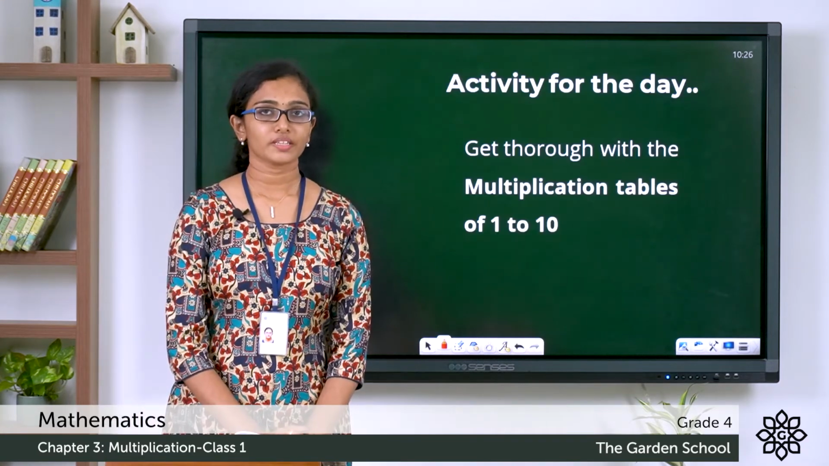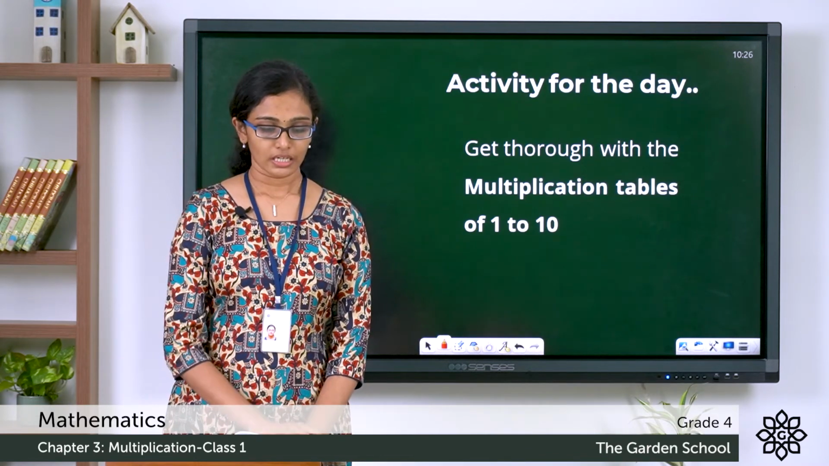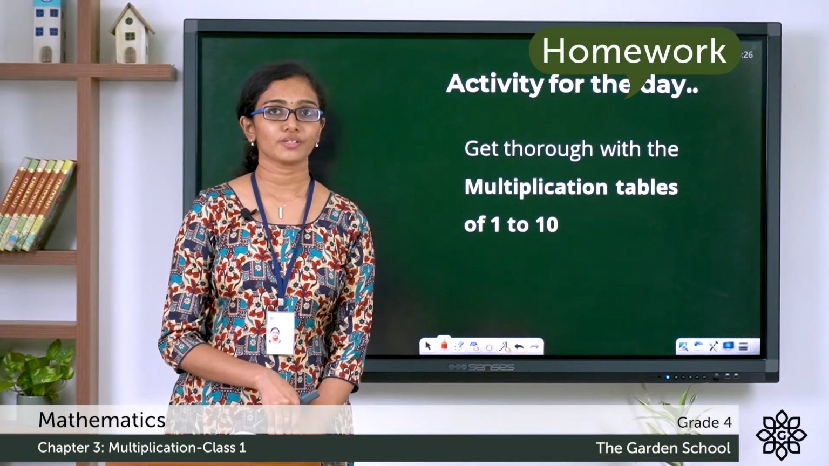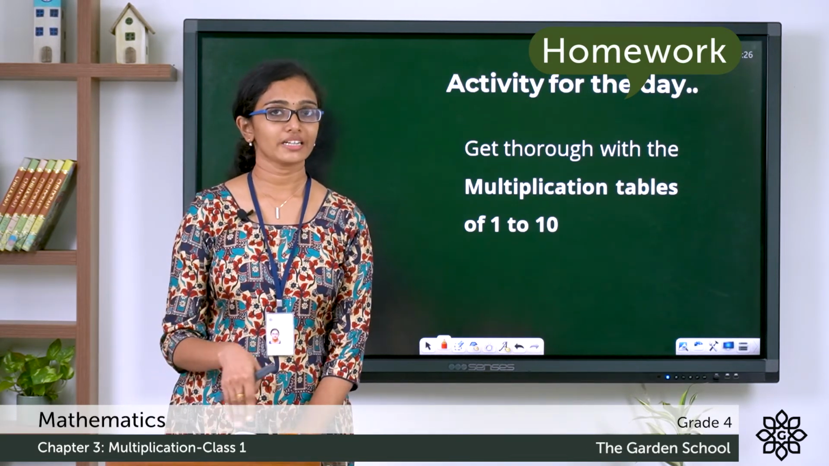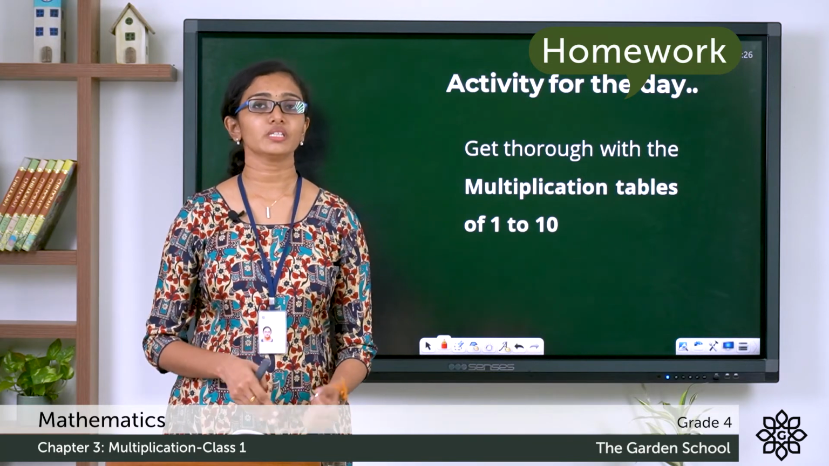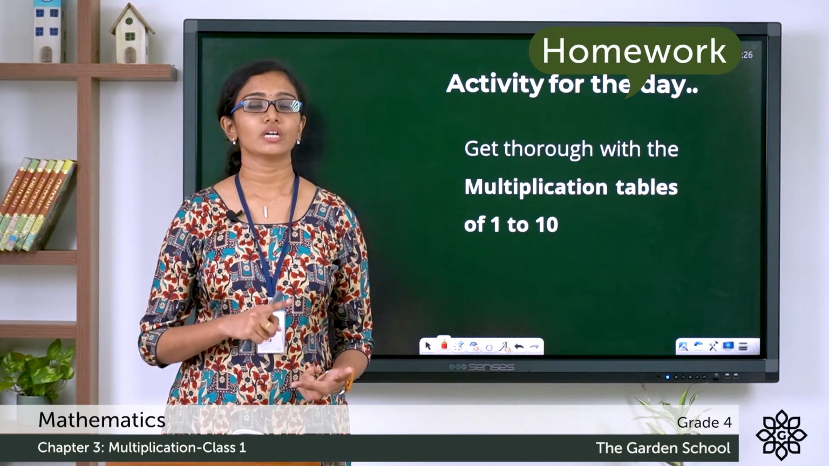Now that we are thorough with the properties of multiplication and the terms used in multiplication, our activity for the day, you have to get thorough with the multiplication tables of 1 to 10, which you have already learned in your lower classes. So, please get thorough with the multiplication tables. The first 10 multiples are enough. So, the multiplication tables of 1 to 10.